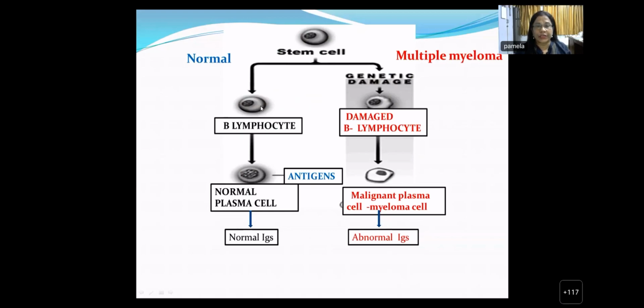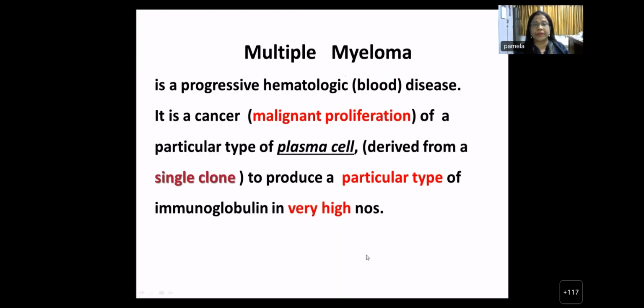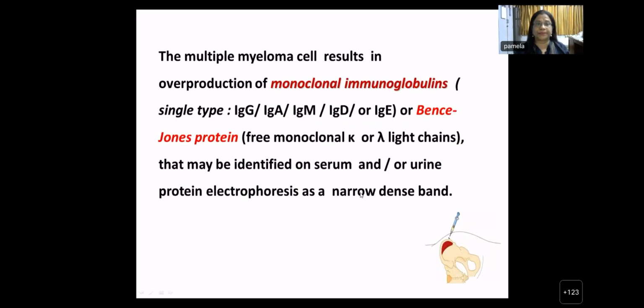So coming to this slide, you can see the normal, which I've already told you, and in a myeloma cell, in a condition, due to genetic damage, you can have a damaged B lymphocyte, which gives you a malignant plasma cell, which is a myeloma cell, and leading to finally abnormal immunoglobulins. So, multiple myeloma is said to be a progressive hematologic blood disease. It is a cancer, a malignant proliferation of a particular type of plasma cell derived from a single clone, which is programmed to produce a particular type of immunoglobulin in very high numbers. So this multiple myeloma cell results in finally overproduction of monoclonal immunoglobulins.